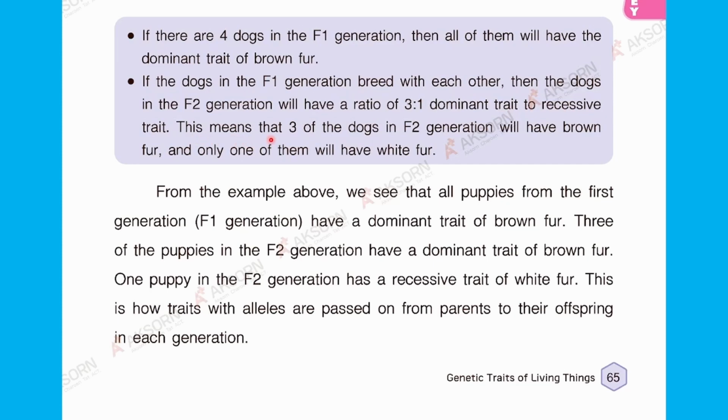This means that 3 of the dogs in F2 generation will have brown fur and only 1 of them will have white fur. So if you look at the picture again above this section here, you can see that the F2 dogs has 3 brown dogs, and then the 1 white dog has the lowercase a and a.